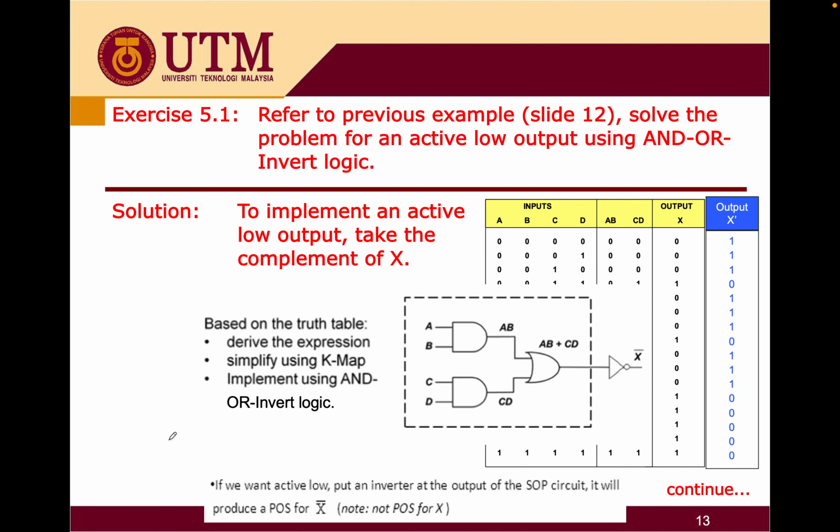So you can see here it is mentioned: if we want active low, put an inverter at the output of the SOP circuit. It will produce an SOP for the X bar given. So please note, it is not POS for the X. X is here. This one is X bar. Okay, this one is SOP, and here will be your POS.